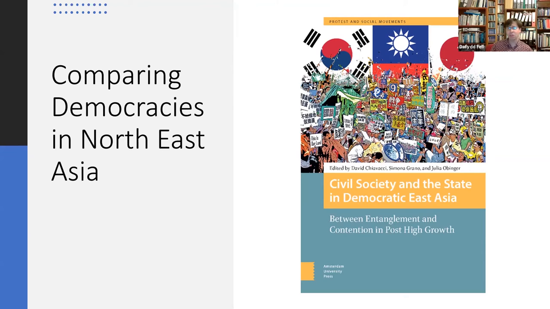So we can look at a number of similar topics, such as political corruption. Can we see a relationship between democracy and political corruption? Why do we see higher levels of political corruption in the South Korean case compared to Taiwan? So again, by looking at these countries comparatively, we can again engage with a range of comparative politics theories and frameworks.